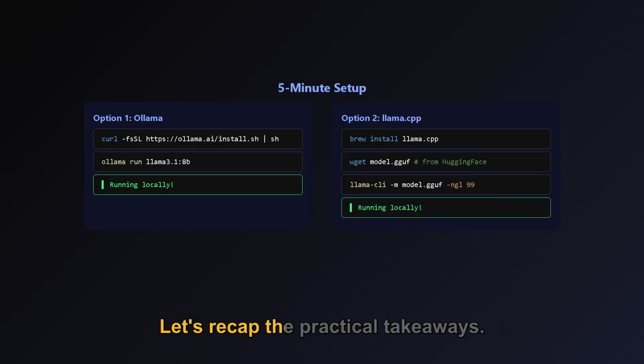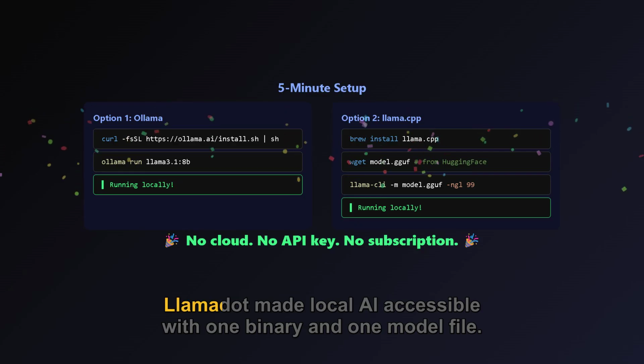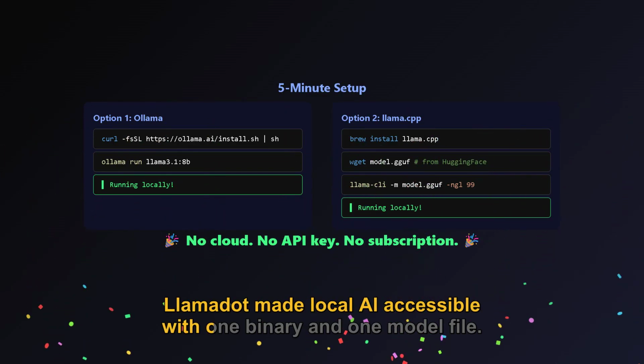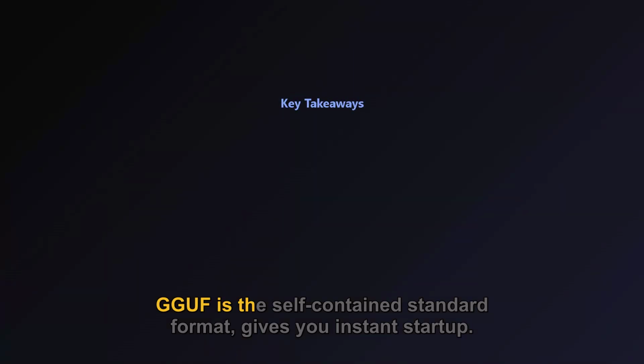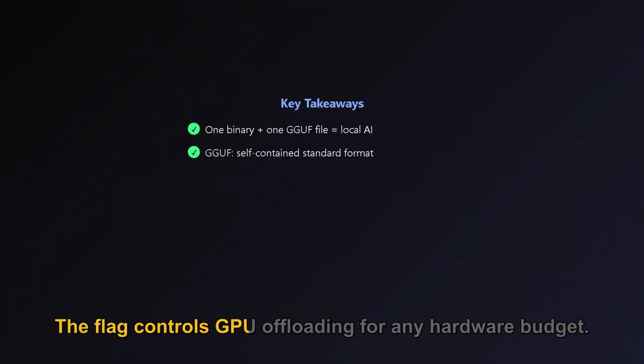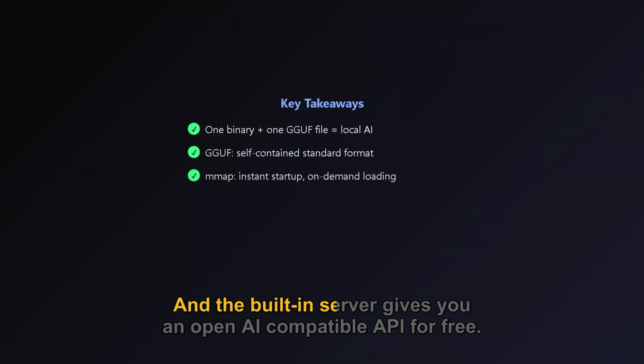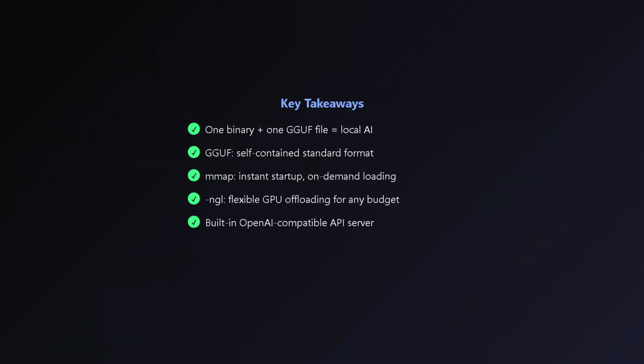Let's recap the practical takeaways. Llama.cpp made local AI accessible with one binary and one model file. GGUF is the self-contained standard format. mmap gives you instant startup. The n-gpu-layers flag controls GPU offloading for any hardware budget. And the built-in server gives you an OpenAI-compatible API for free.